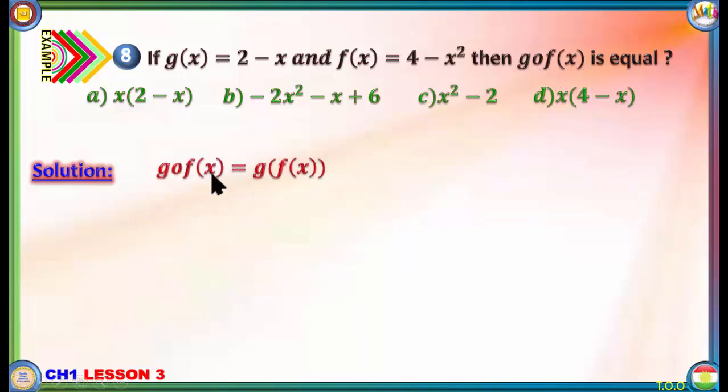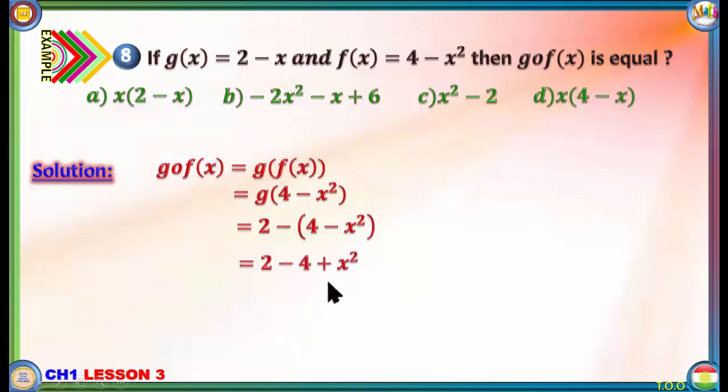g of f(x), where f(x) is 4 minus x squared, replace 4 minus x squared in g in place of x, and it becomes 2 minus (4 minus x squared). Open the bracket: 2 minus 4 plus x squared, it is x squared. 2 minus 4 is minus 2.